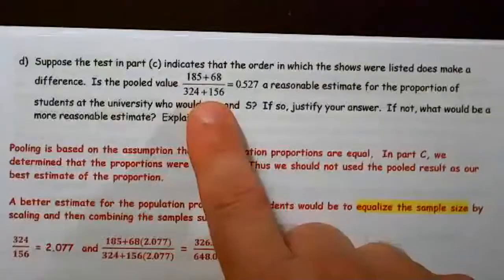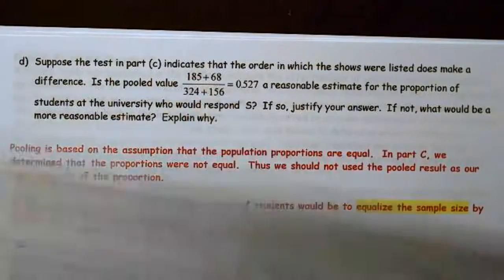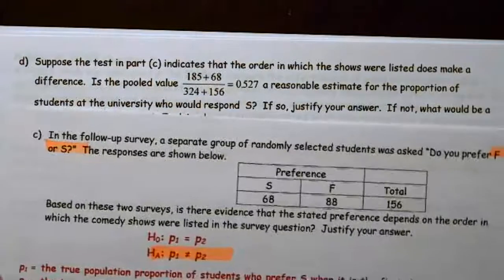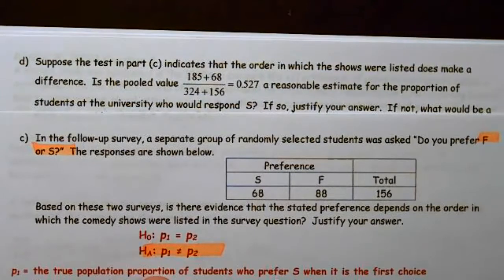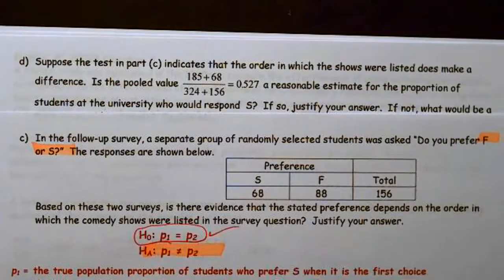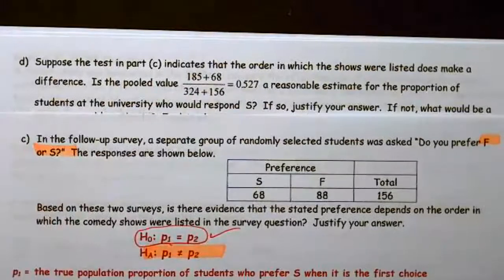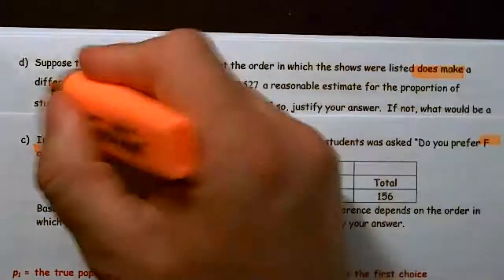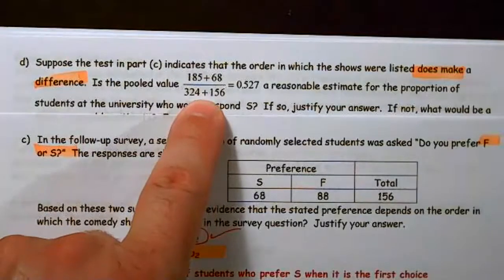Well, this is what we used. That is absolutely what we used in part C. Now the question is, under what conditions do we use that? Well, one, we have to have two proportions. And the reason we use this is because this is the claim of the null hypothesis. There is a claim of them being equal. And if they are equal, this is appropriate. But we ran the test and showed that they were not equal. And they said right here that it does make a difference. So because it does make a difference, this is no longer a good estimate.